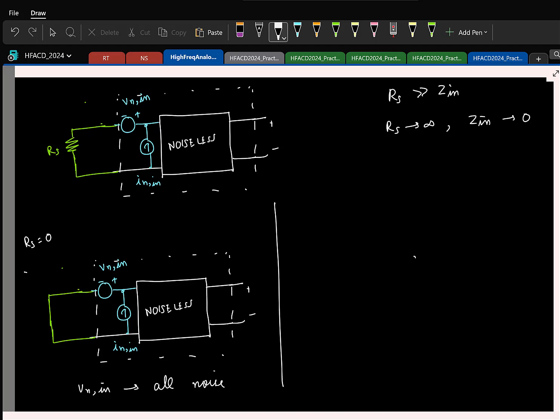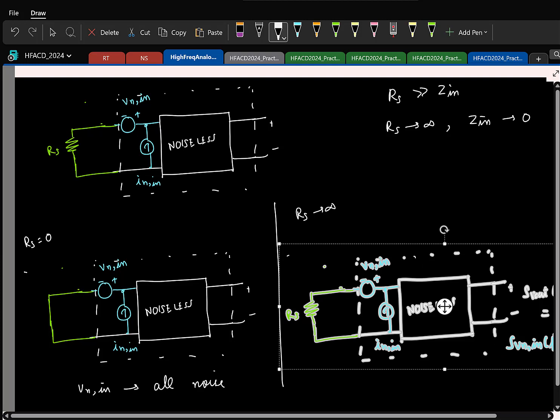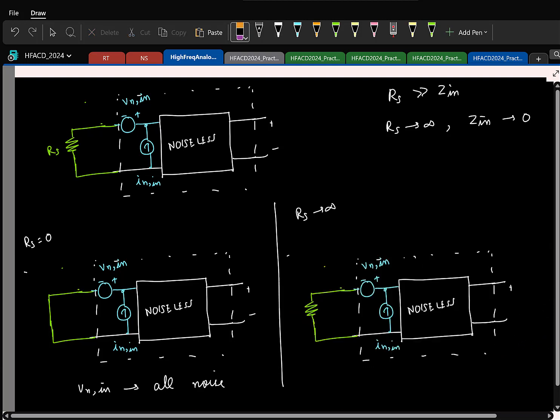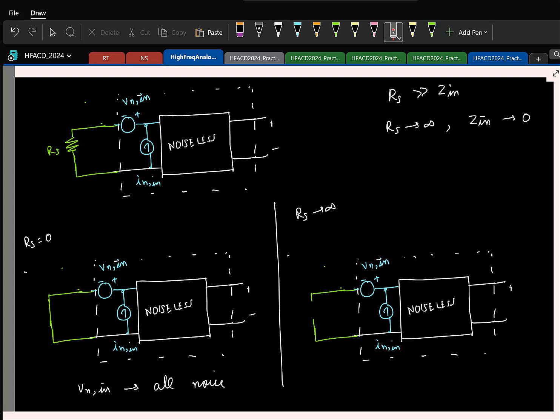right? Now on the other extreme, if I tend RS to infinity, which of the two elements is exciting the network? Current source, because now the voltage source is open. The current source is what is connected to the network. So in this case, this is giving all the noise. Okay. Now for other values in between, both of them together will contribute to the noise. Is that okay?